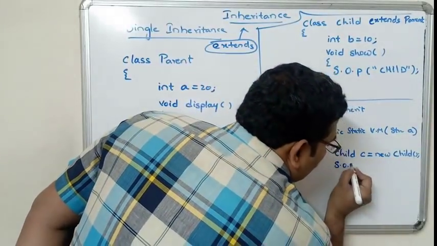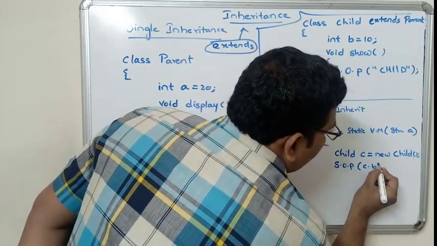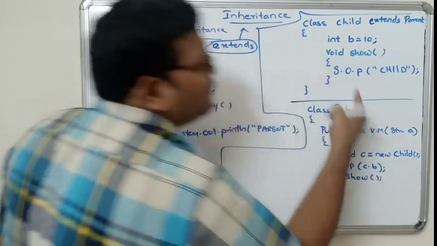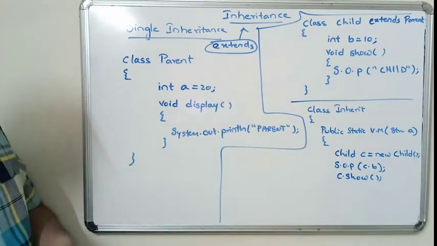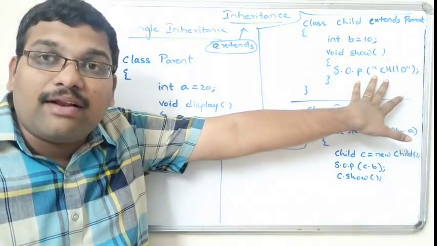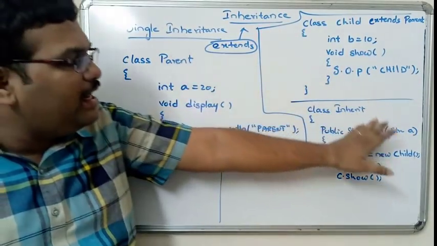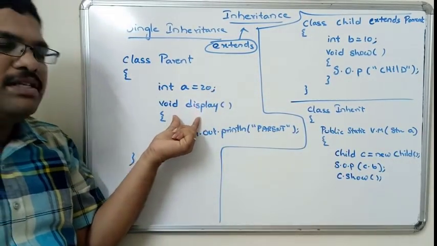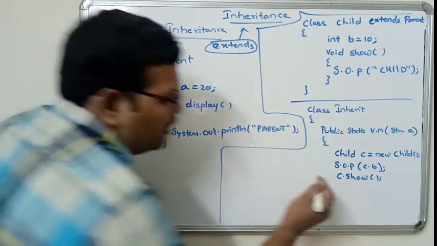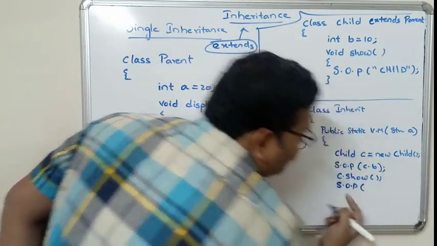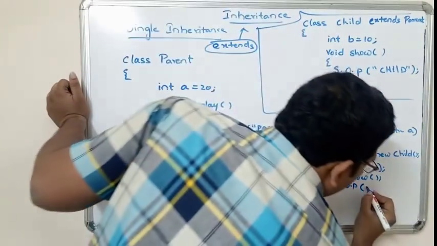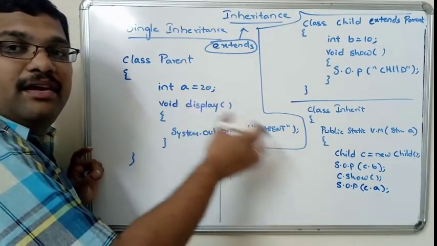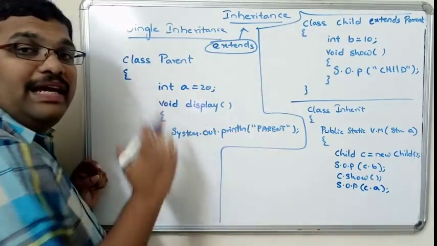So system.out.println c.b, it will print 10, as well as c.show. Automatically this method will be executed. Now as this child class is a derived class of the parent, this child object can also directly access these variables and methods of the parent class. So here we can directly write SOP, that means system.out.println, right? SOP c.a. So this access can be done directly. That is the advantage of inheritance.